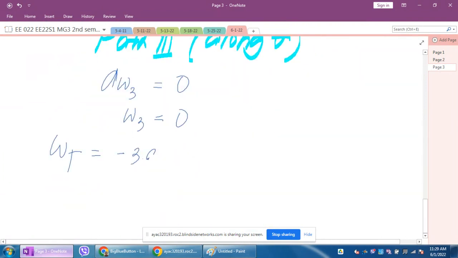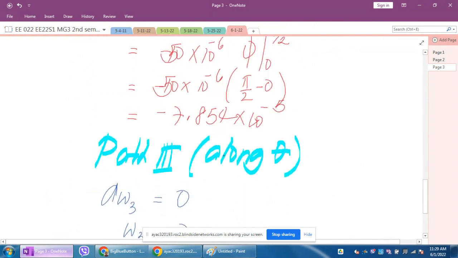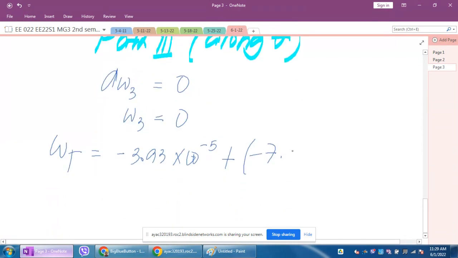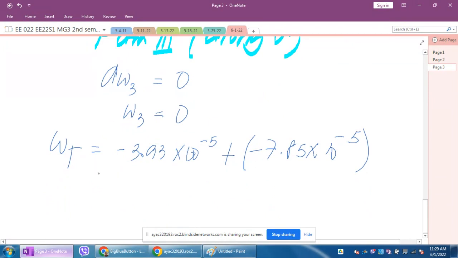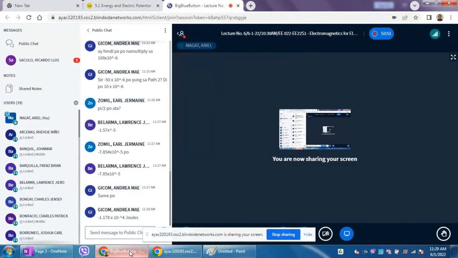So negative 3.93 times 10 raised to negative 5 plus negative 7.854 times 10 raised to negative 5. How much is the total po? Total work para madala po yung charge. Chat box, please. Negative 1.178 times 10 raised to negative 4. Pag pinindot nyo po yung ENG para maging standard po yung unit, ilan yung lalabas? Pindutin nyo po yung ENG sa calculator para maging standard yung unit.